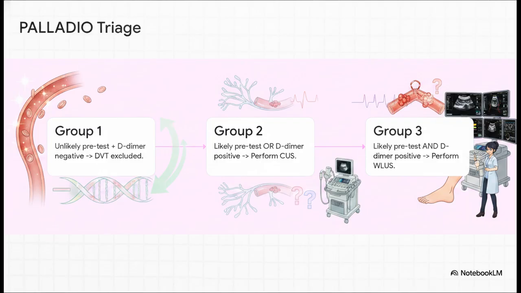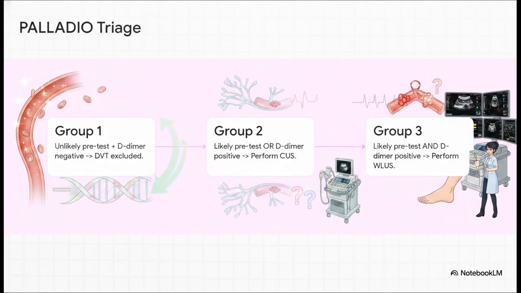The guidelines point us to the Palladio study algorithm for triaging patients. It breaks down like this. Group 1, if pretest probability is unlikely and D-dimer is negative, DVT is excluded. Group 2, if pretest is likely or D-dimer is positive, perform a CUS. And Group 3, if pretest is likely and D-dimer is positive, perform a WLUS. By adopting this exact approach, the use of WLUS was reduced to just 35% of suspected patients, all while keeping missed thromboembolic events safely under 0.3%.